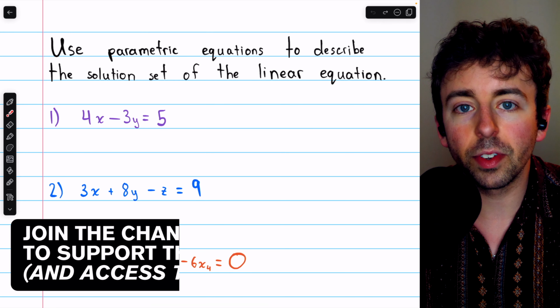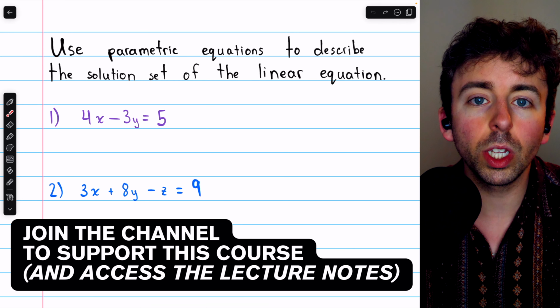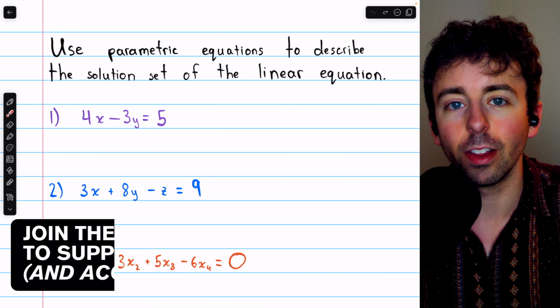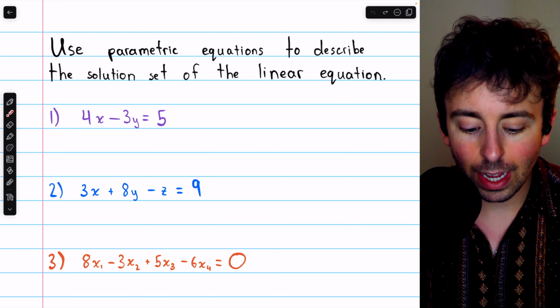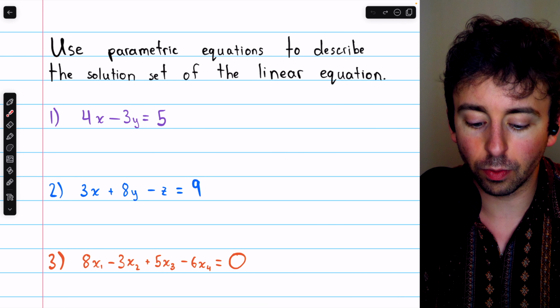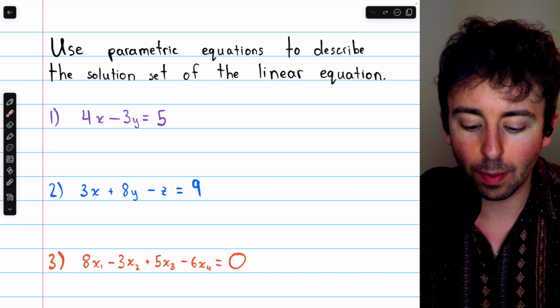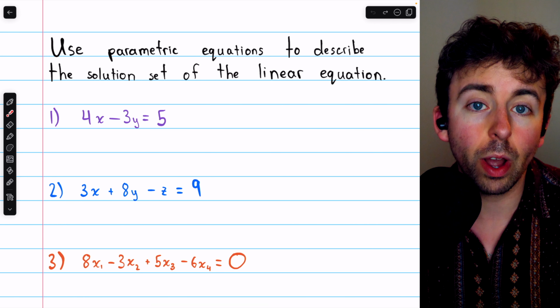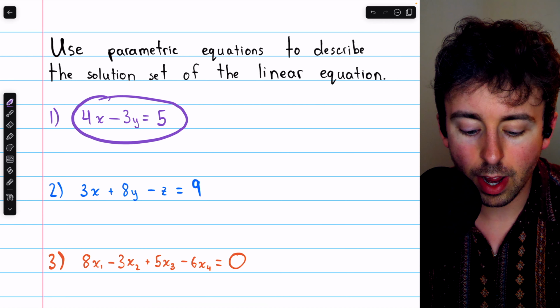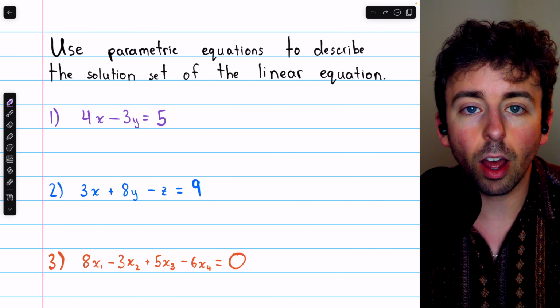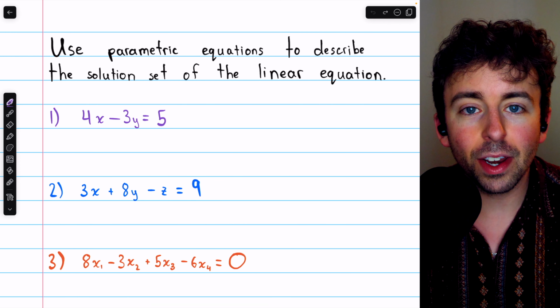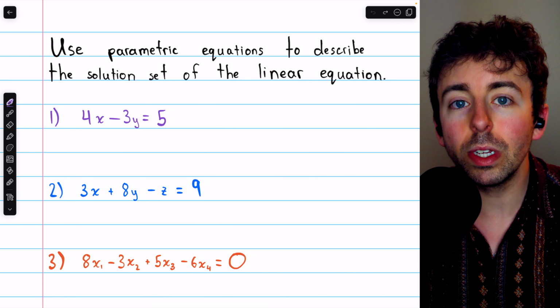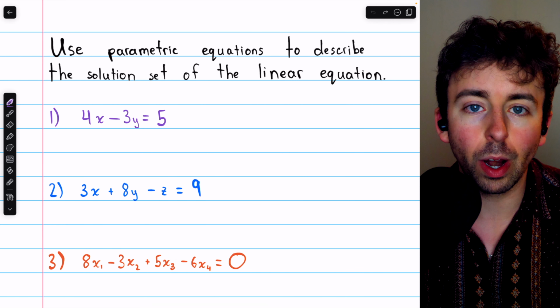It's common in solving systems of linear equations that we'll have to use parametric equations to describe the solution set. Let's do three basic examples of using parametric equations to describe the solution set of these equations. Starting with this first one, the idea is that we want to solve for the leading variable, and then any other variables we can assign to arbitrary parameters.